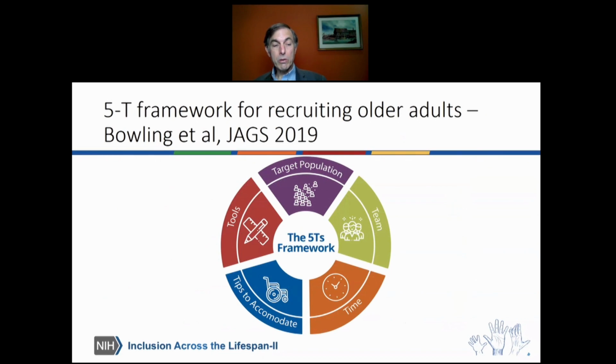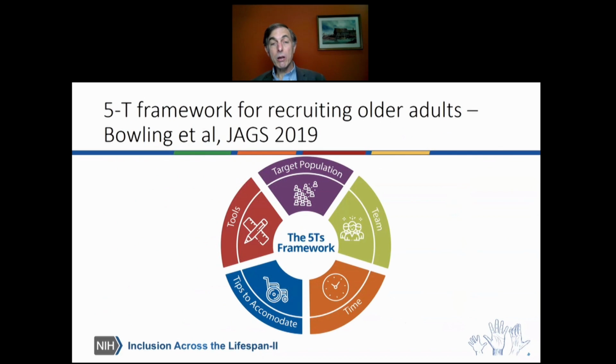The team includes making sure that you have expertise on your team that, in the case of older adults, includes geriatrics and gerontology, would include members of the target population, and in the case of children, includes pediatricians or people who have an active knowledge of recruiting younger people for clinical trials.